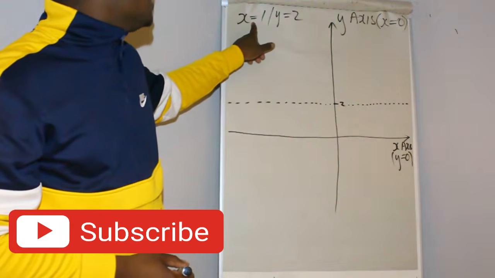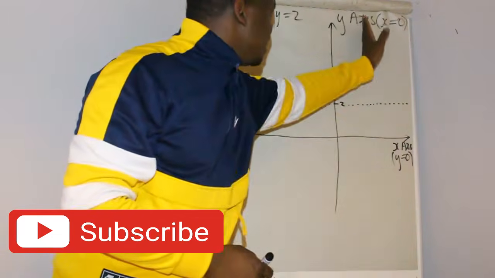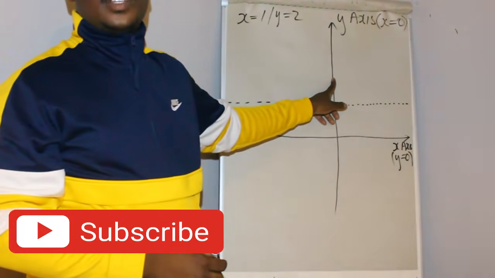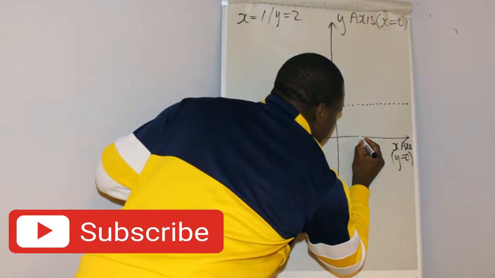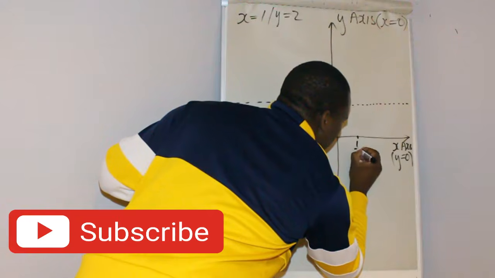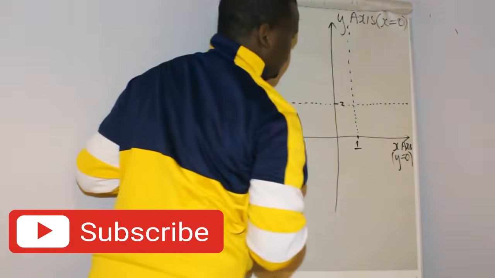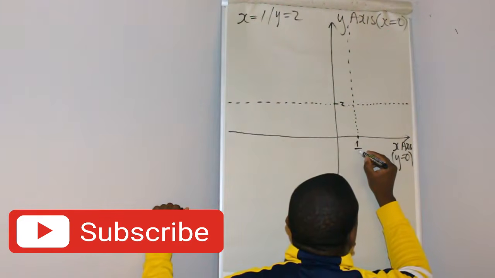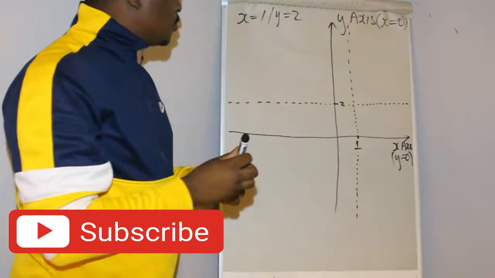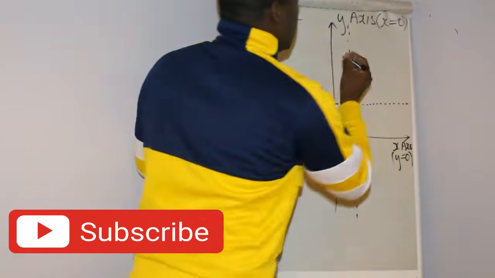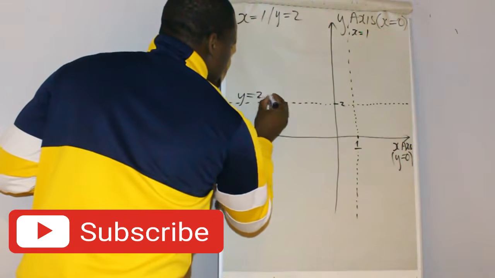A vertical asymptote is x is equal to 1, it's vertical here, and it's parallel to x is equal to 0. So let's say 1 is somewhere here. Its asymptote is here. The other is the continuation, the same asymptote. So this line here is x is equal to 1, and this is y is equal to 2.